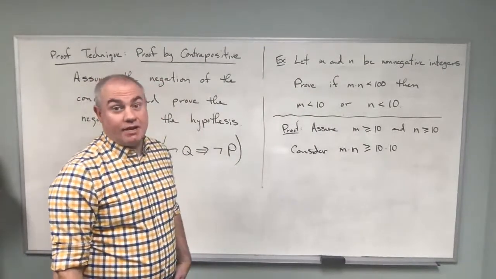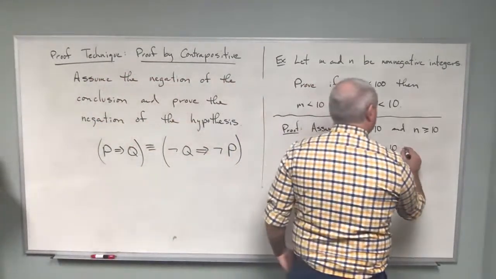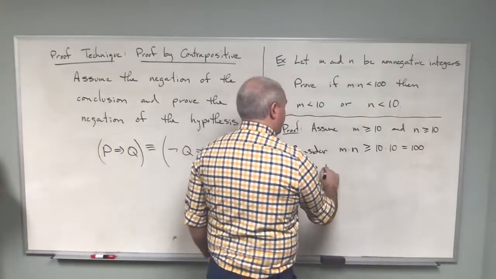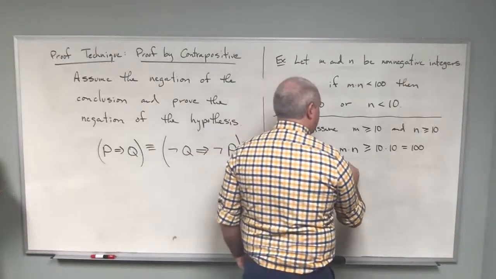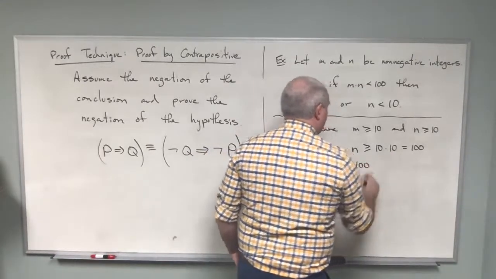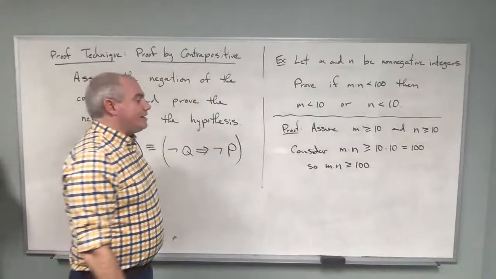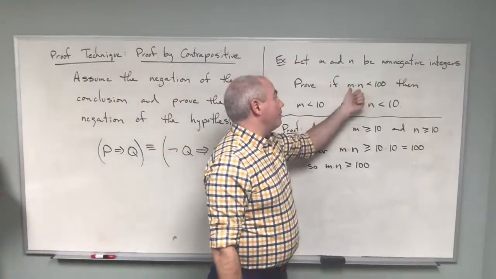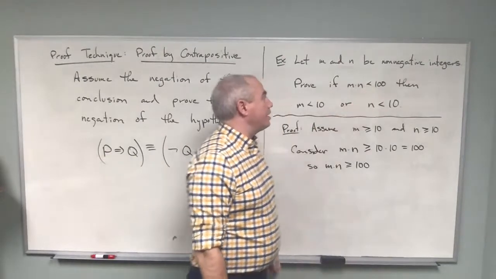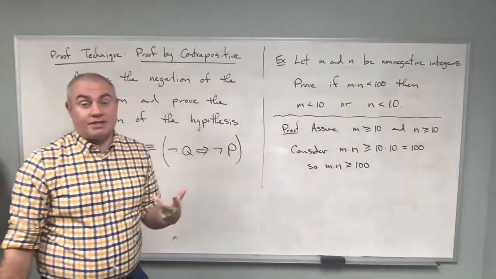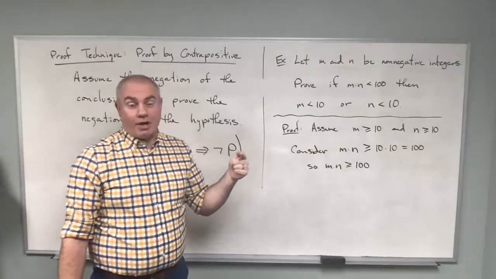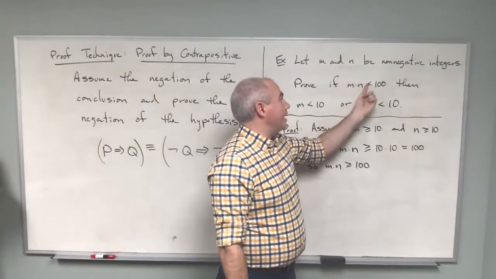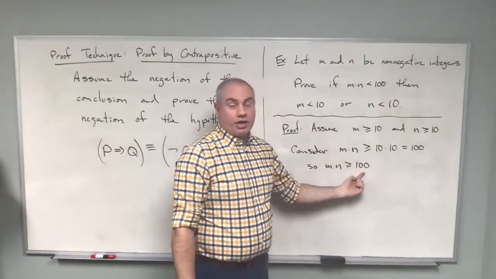And 10 times 10, of course, is 100. Or so, M times N is greater than or equal to 100. But I said at the beginning that in the original problem, M times N is less than 100 is the hypothesis. What's the negation of the hypothesis? It would be that M times N is greater than or equal to 100, which is what I just showed.